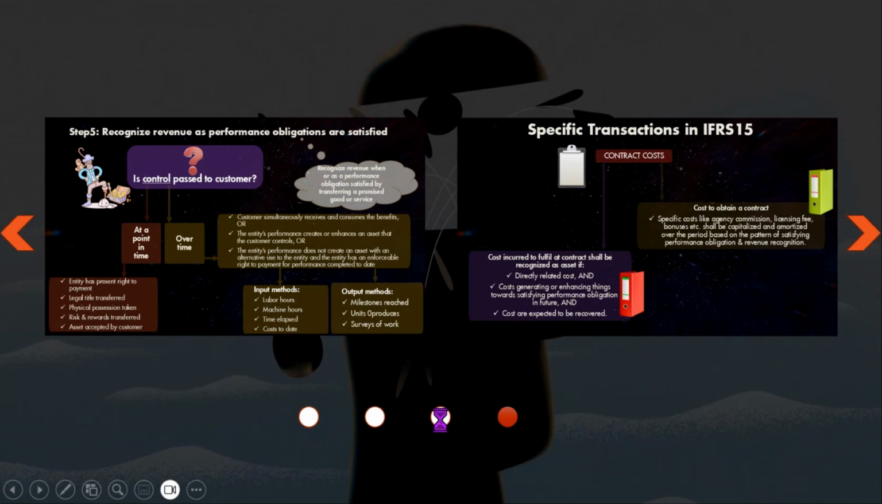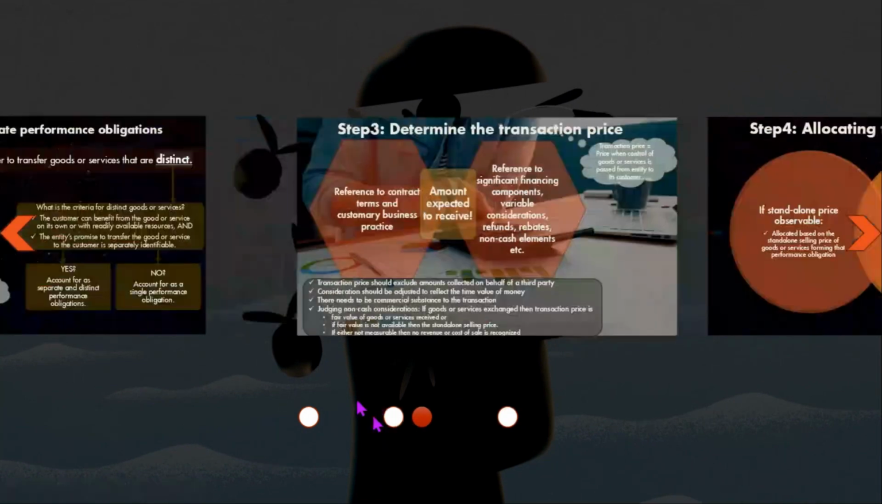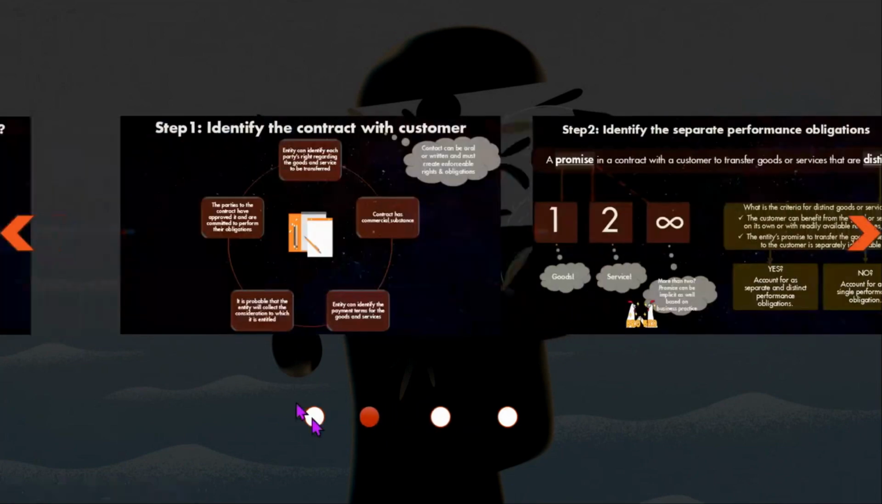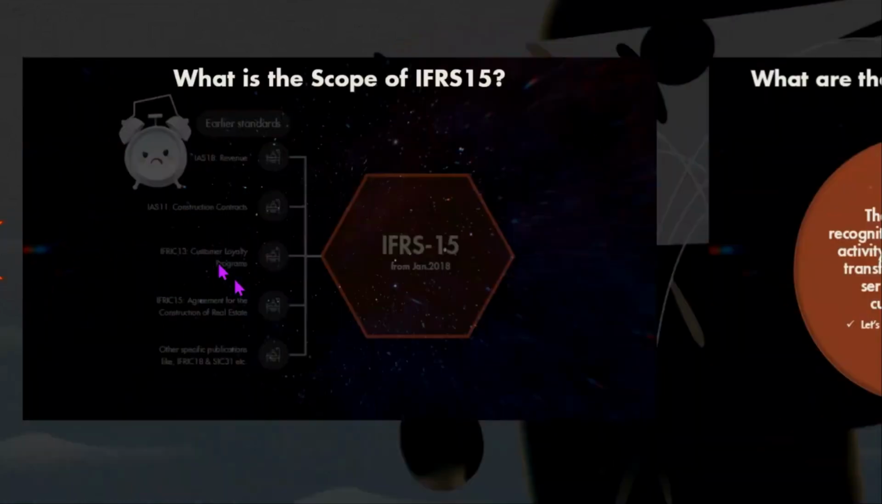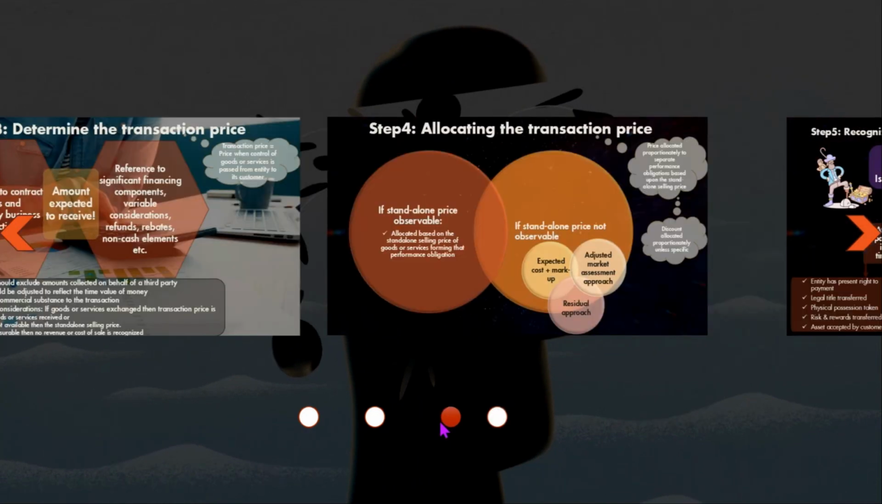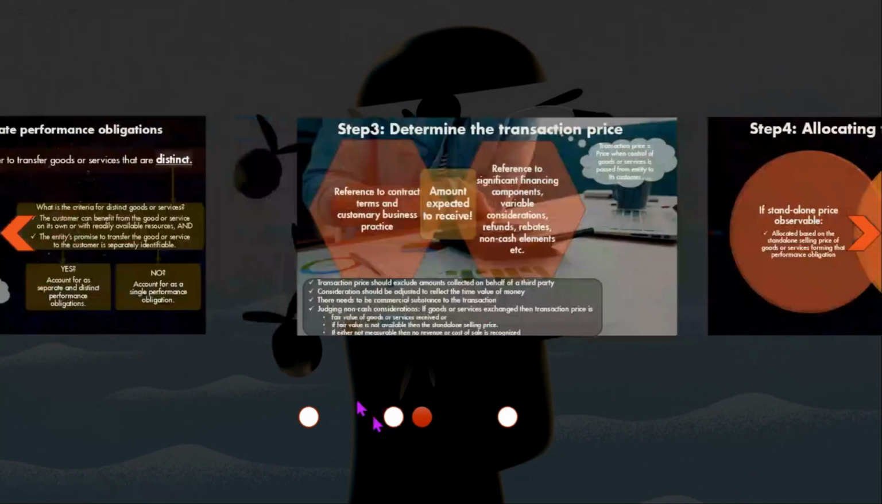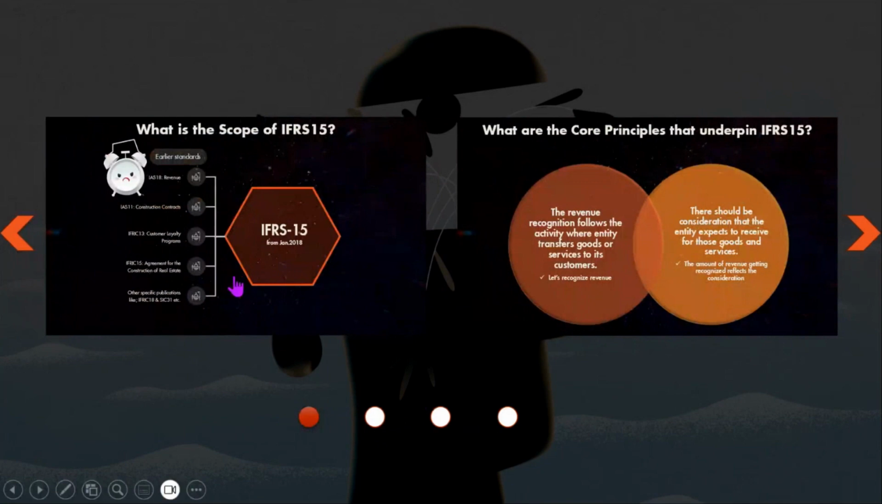After discussion of the individual steps and the principles behind estimates and judgment in the individual steps involved in revenue recognition, it's time to have a look at some special transactions that an entity may encounter while recognizing revenue. And lastly, we will also be discussing the disclosures required as per the standard.